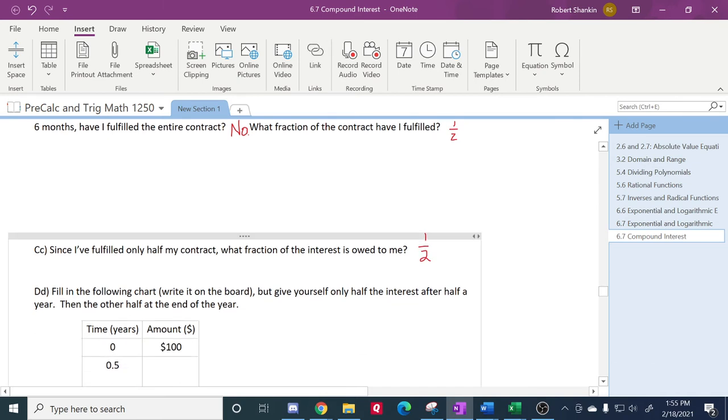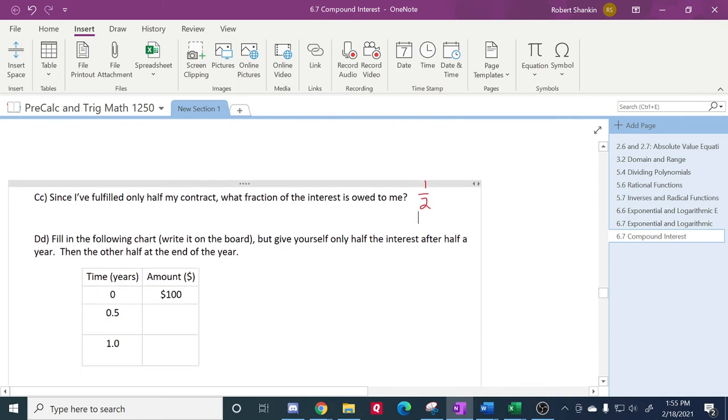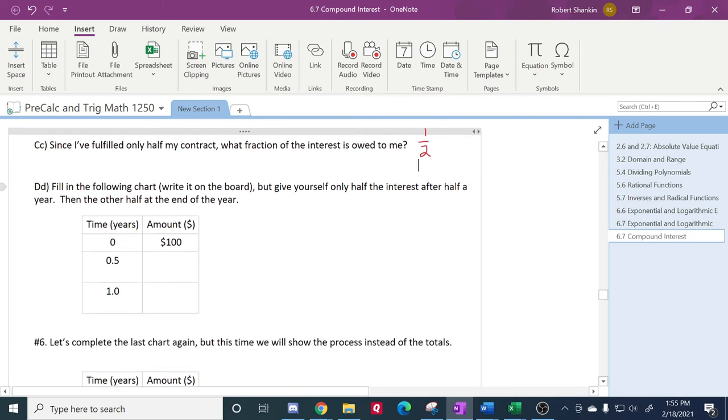So, we're going to fill in this chart, but we'll give only half the interest after half a year, then the other half at the end of the year. So, the time is 0.5. The amount is 100 times 1 plus, now 0.06 is the interest rate, but you're only due half of it.